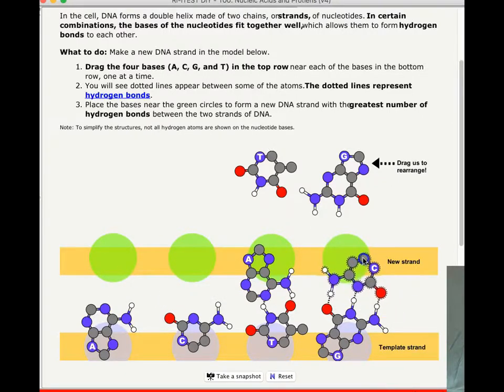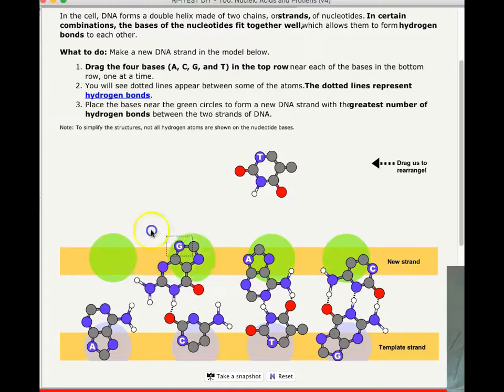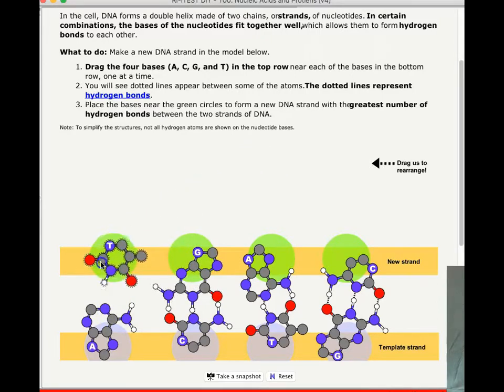How about G? Ooh, makes 3 hydrogen bonds there. Let's stick it there. How about G? We've got C and we've got A. Let's put it here. It made 3 hydrogen bonds there. And it only made 1 with A. So T must, of course, go with A. And you can see that there's a pattern here. A and T are always together. So here's A and T, here's A and T, here's G and C, here's G and C.